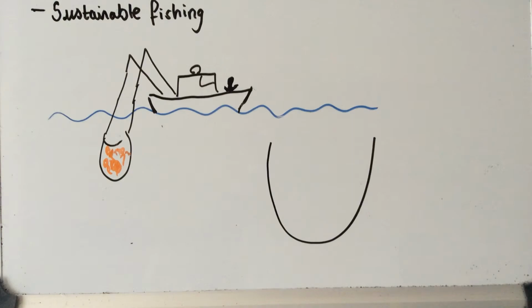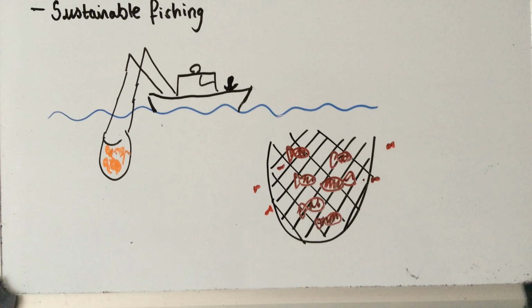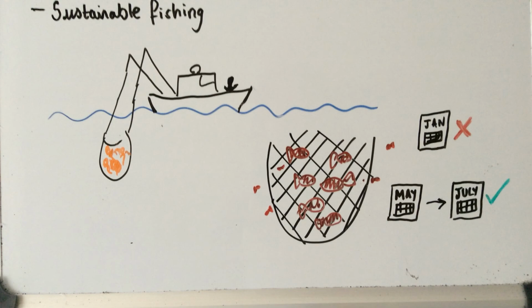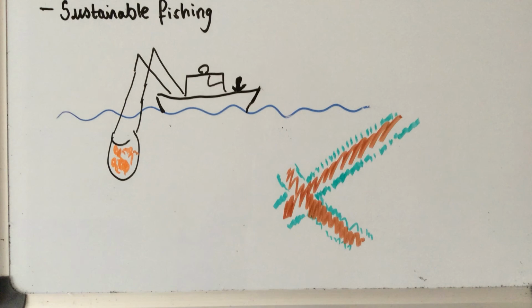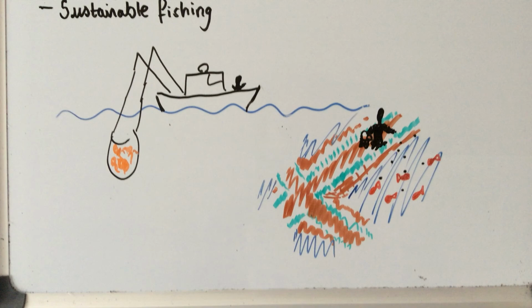to maintain the population. Other techniques include the use of nets with different mesh sizes, allowing commercial and recreational fishing only at certain times of the year, and the introduction of fish farming to maintain supply of protein food whilst preventing the loss of wild species.